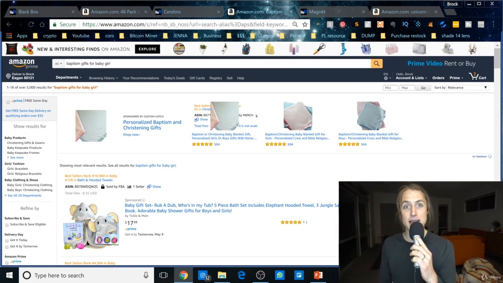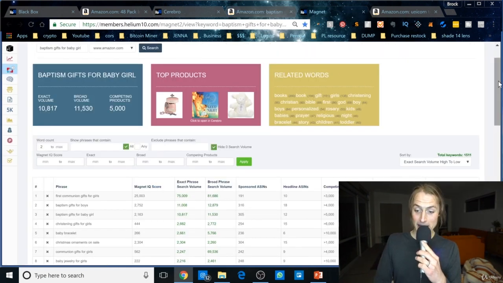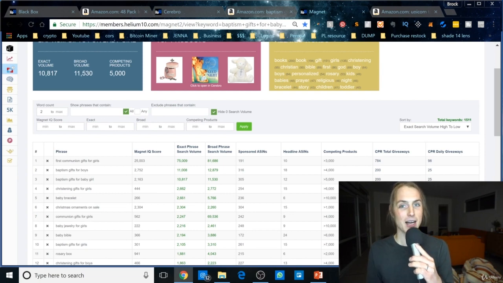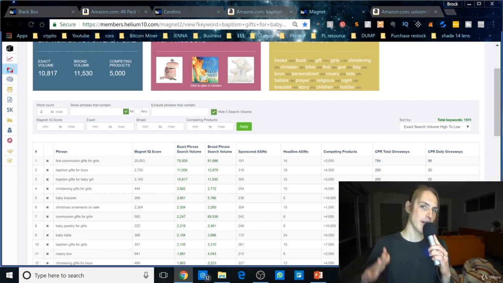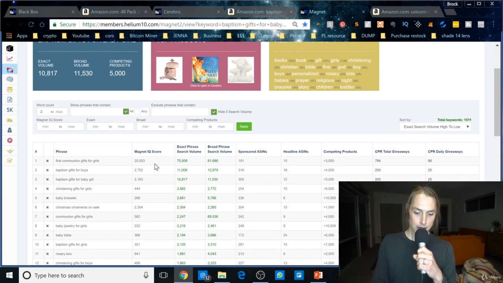Let's find other things in that niche, though, because this is an underserved niche. All right, so we put that in Magnet here, and what happens is when we look at this right here, we sorted it by exact phrase volume, and this is what I like to see. Look at this. This is a home run on the Magnet IQ score. I don't just live and breathe by it, but it is good. I normally check things out that have a high Magnet IQ score.